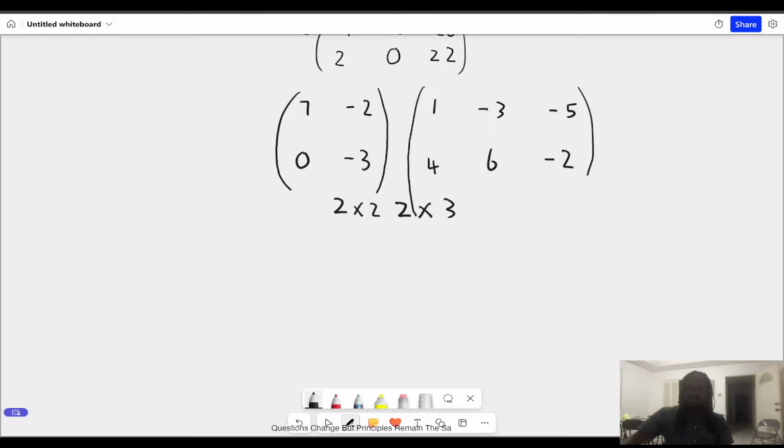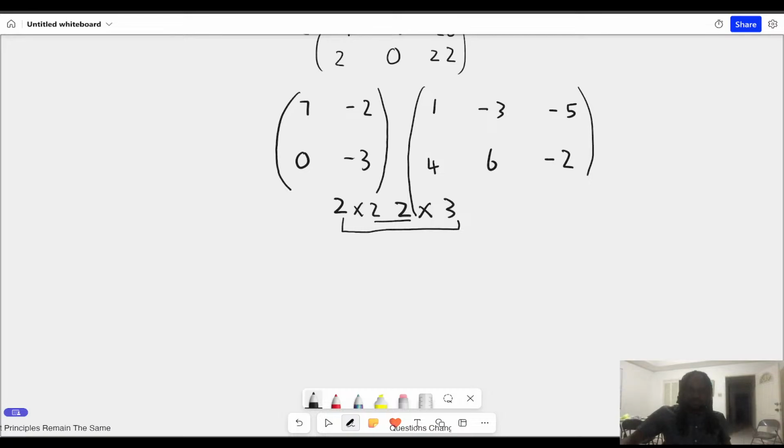Once the two numbers in the middle are exactly the same, that means I can multiply. And once I can multiply, then I use this to know what the order of the answer is supposed to be. So the answer is supposed to be a 2 by 3, which is basically like the second matrix. So your answer is supposed to look exactly like how the second matrix looks. Obviously, you're going to have different numbers in there, but it's supposed to look the same.